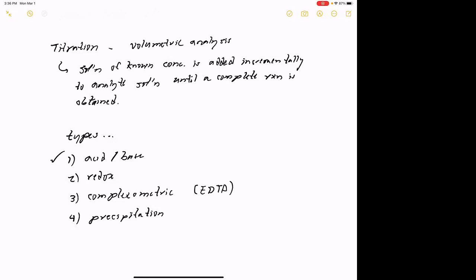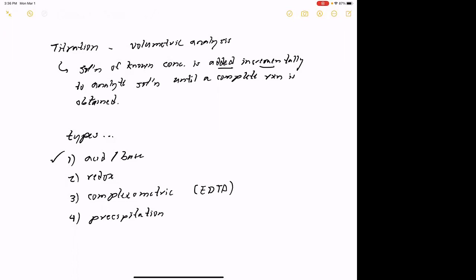So here's my next question. When we have a solution of known concentration that we're going to add incrementally to the analyte solution in a titration, what tool do we use? A burette. We use a burette. Yeah, that's exactly right. And the nice thing about a burette is it uses a stopcock, so it allows us to meter the volume as it comes out and keep track of it.